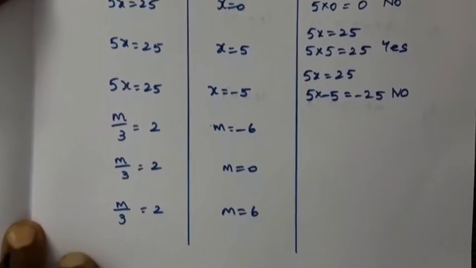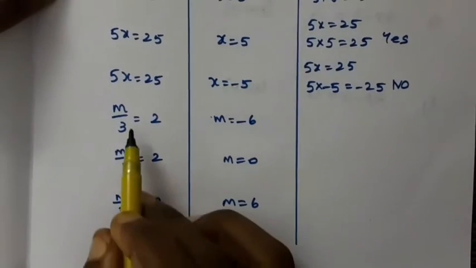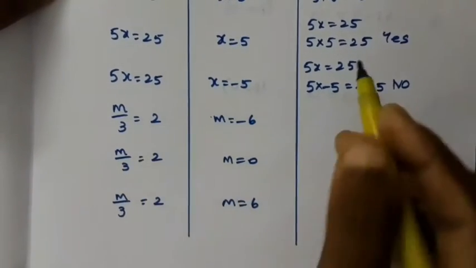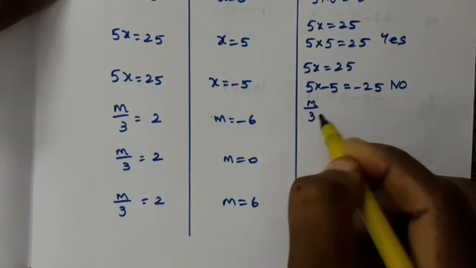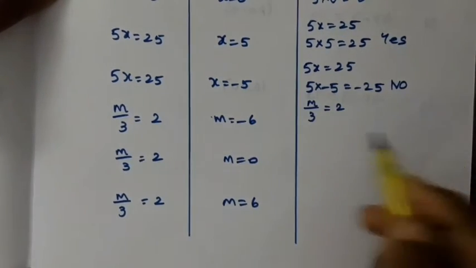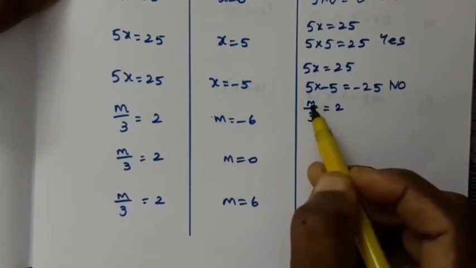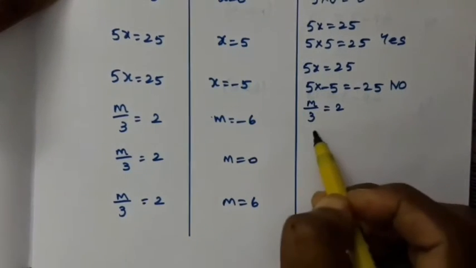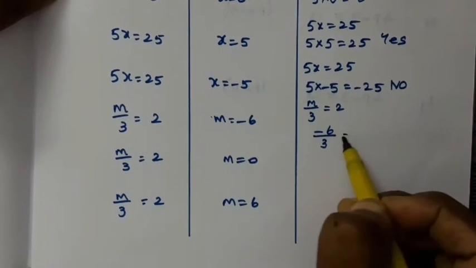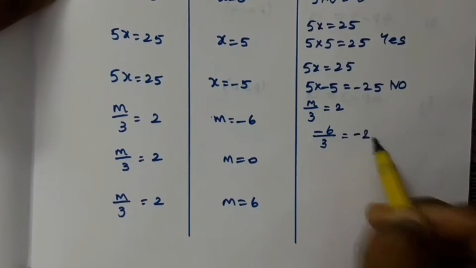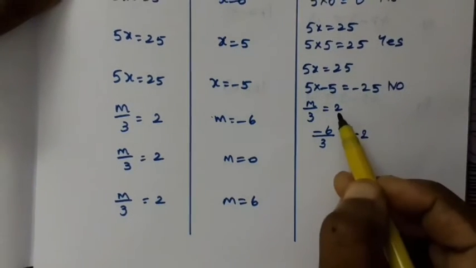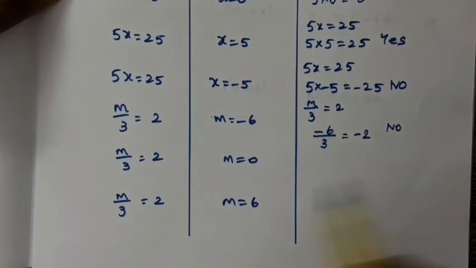And the next, here you can see m by 3 equal to 2. m divided by 3 is equal to 2. So now instead of this m, you have to substitute minus 6. What is minus 6 divided by 3? That is minus 2. But they have given it as 2. So this equation is not satisfied.